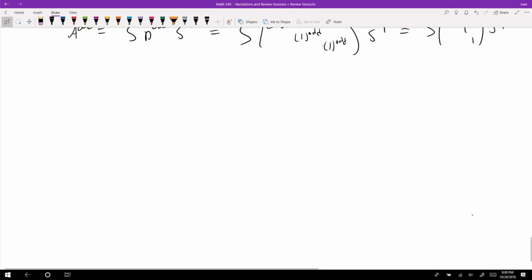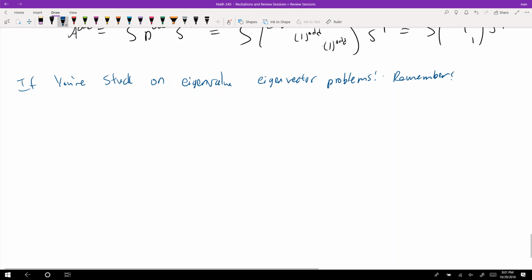But if you ever get stuck on eigenvalue, eigenvector problems, and I said this in class, remember that the sum of the eigenvalues is equal to what? The trace of A. And the product of the eigenvalues is equal to what? The determinant of A.